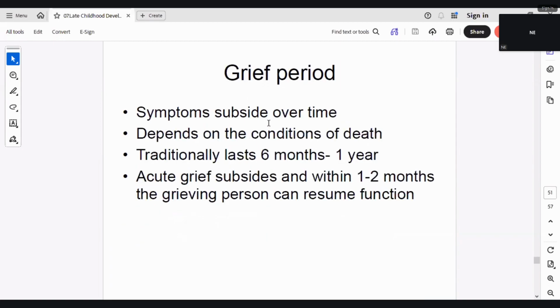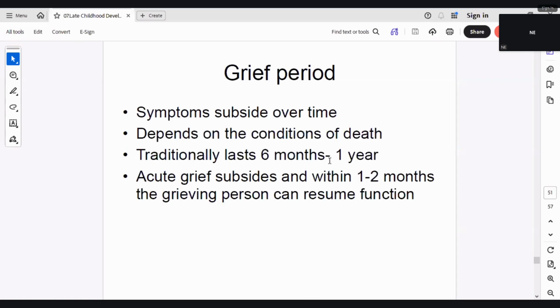So the symptoms subside over time, and depending on the condition of death, if it's an acute loss, like someone died in an accident, or they drowned, or a sudden death. I'm hearing lately many cases where a very healthy young person goes to sleep and doesn't wake up. That is a very scary situation. But traditionally, it lasts 6 months to a year. Okay, so that normal grief will last about 6 months to a year.